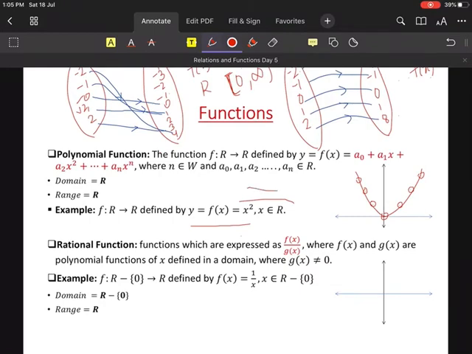Have you understood about polynomial function? Yes or no? Yes, sir. Acha, we have got 10 minutes left. Let's finish with rational function.